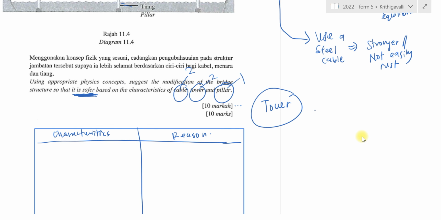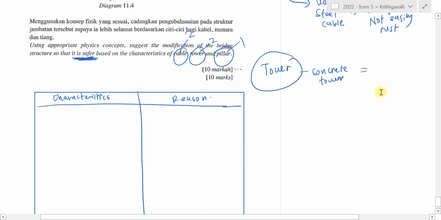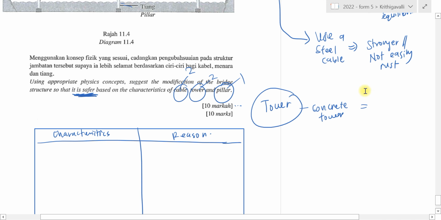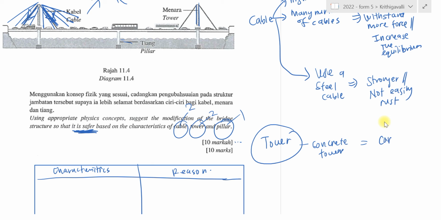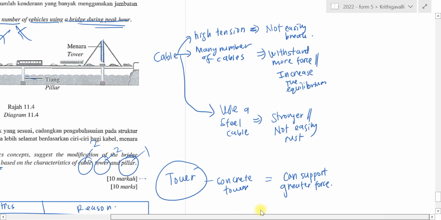Okay, the tower must definitely be made of concrete material. Concrete tower. Why concrete tower? Withstand bigger force. Reasons already given can be repeated in this section, but make sure you don't copy paste the same thing lah. Instead of can withstand more force, you can write can support more force, can support greater force. Okay, enough lah tower.